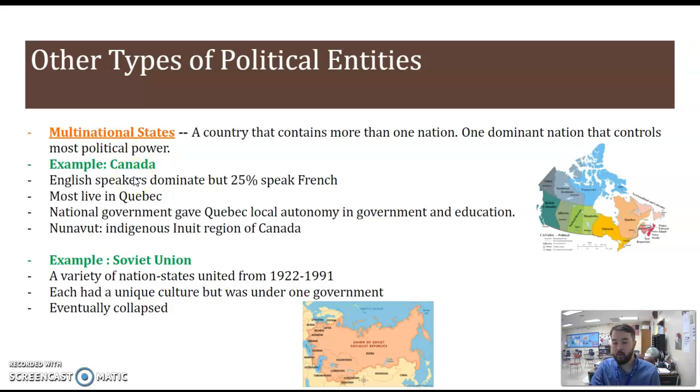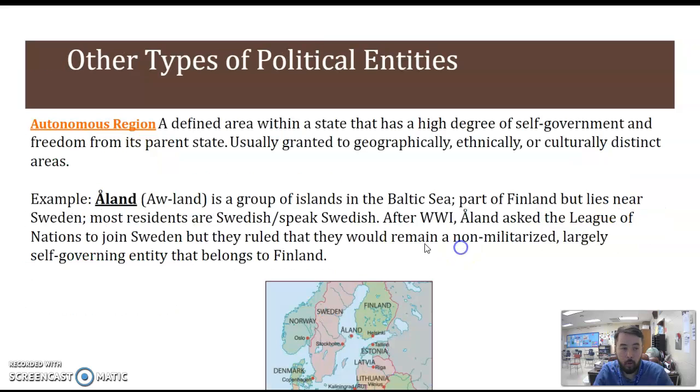Also, the former Soviet Union is a great example of a multinational state, because they had several countries that existed within it that had a unique culture, but it was under one government called the Soviet Union, or USSR. And that is a great example of a multinational state, even though it doesn't exist anymore.